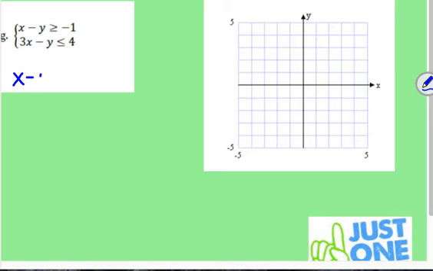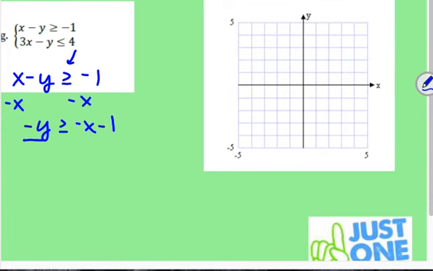That first one, x minus y is greater than or equal to -1. Because it's an inequality, you have to be careful: if you multiply or divide both sides by a negative, you have to flip your inequality symbol. So solving this for y, I'm going to subtract x from both sides. Negative y, because we're subtracting x, is greater than or equal to -x minus 1. I don't want a negative y, I want a positive y, so I divide everything by -1. That means I have to flip my inequality from greater than to less than or equal to.